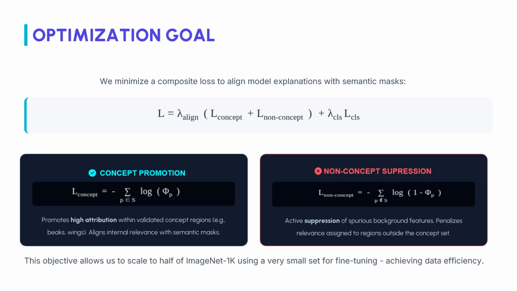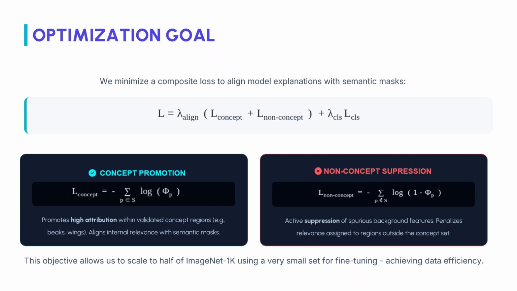The training objective has two complementary components. The concept promotion term drives the model's internal relevance into the validated concept regions, while the non-concept suppression term does the opposite. It actively penalizes any relevance assigned outside those regions, directly targeting the spurious background cues we want to eliminate. Together, those two terms amplify what matters and suppress what doesn't.